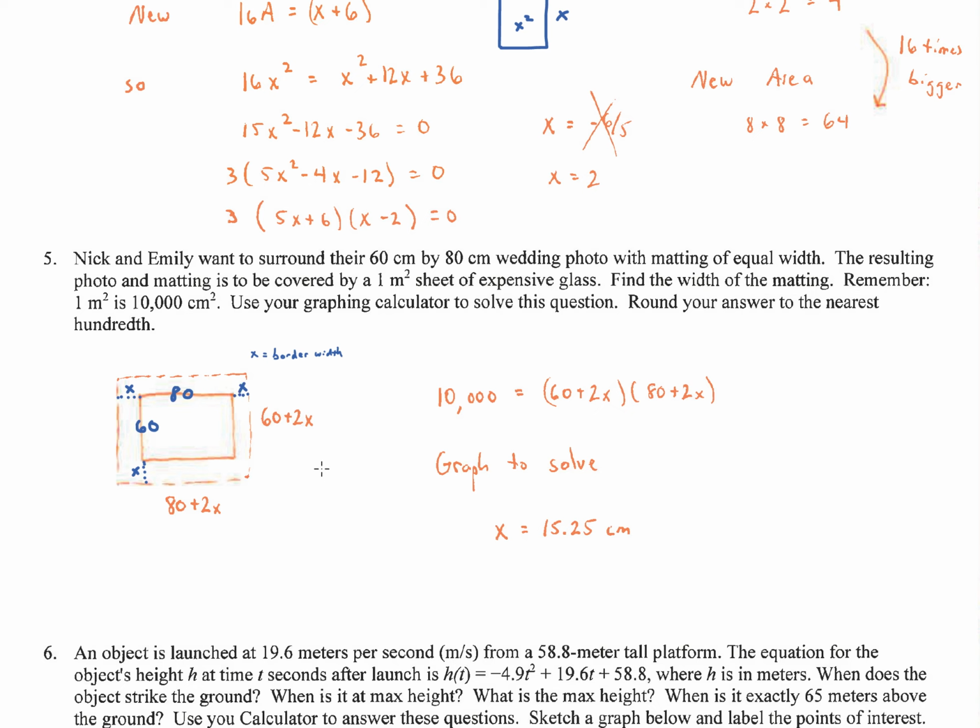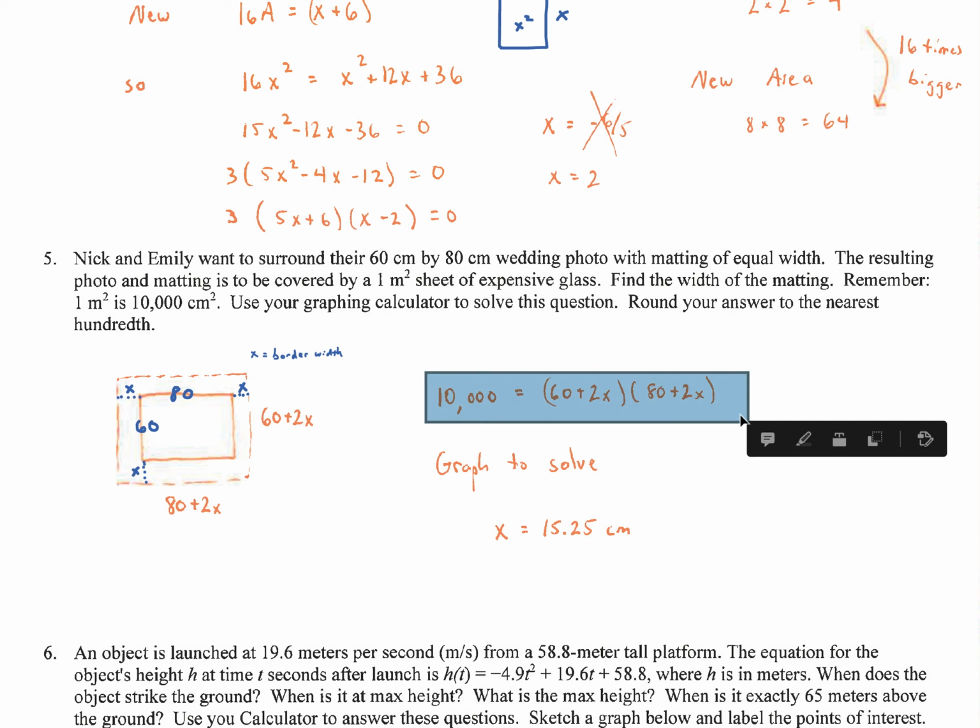If you think about it, your original is 60 by 80, but now the new width is 80 plus 2x. So you got a little border here and a little border here. And your new length is 60 plus 2x, because you got x up here and x down here. So you want your new thing to have an area of 10,000. So there we go, length times width: your new width times your new length equals the new area.